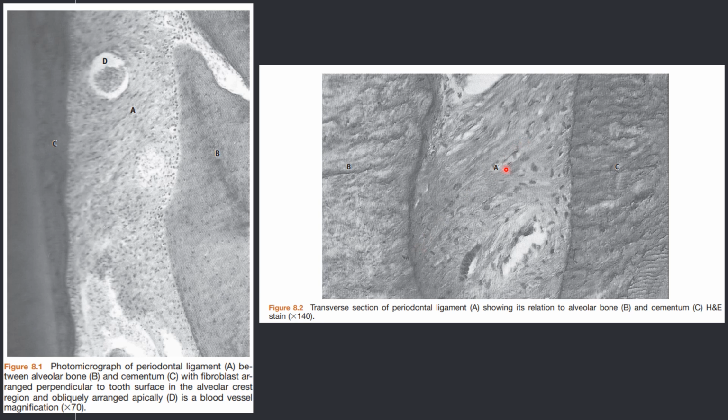See, this is an enlarged portion of the same thing. So you see the fibroblasts here attached perpendicularly. So this is the periodontal ligament, this is the cementum, and this is the alveolar bone.